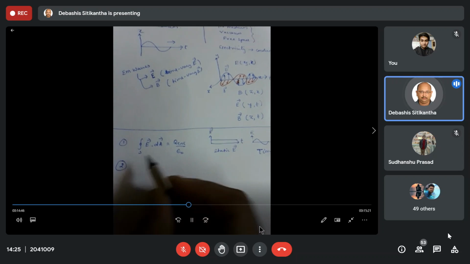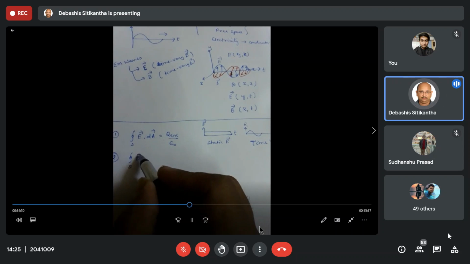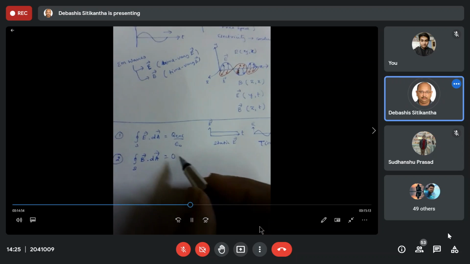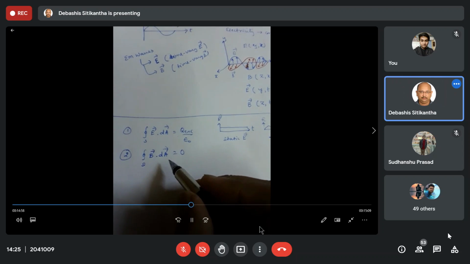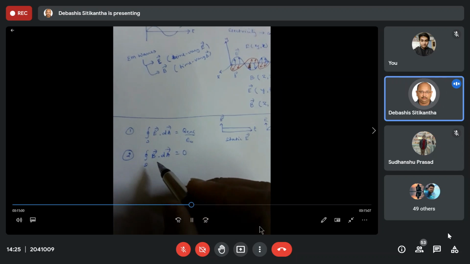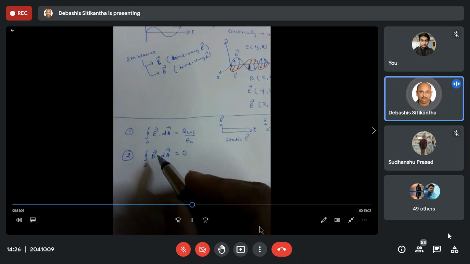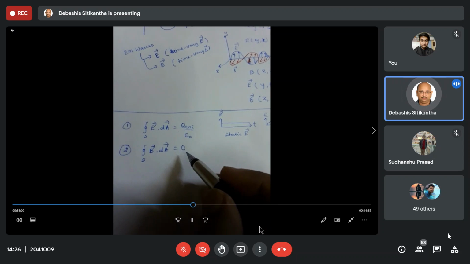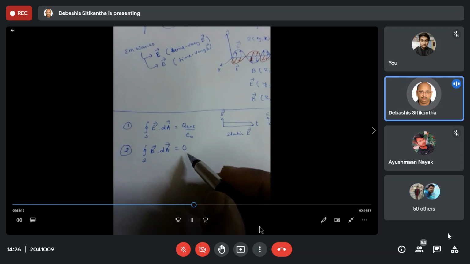The second law is known as the closed surface integral of B vector dot dA vector is equal to 0. Now this we have studied when we were talking about magnetostatics. So what does this equation show? This equation shows that the total surface integral of B vector dot dA vector is equal to 0. That means the total magnetic flux enclosed by a closed surface is 0.